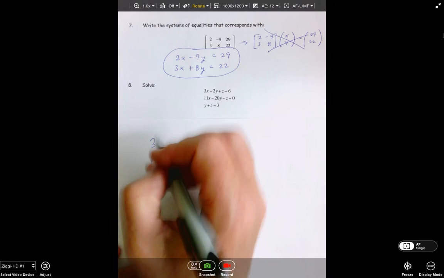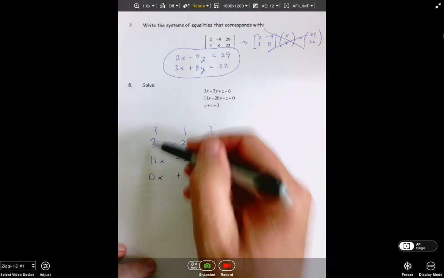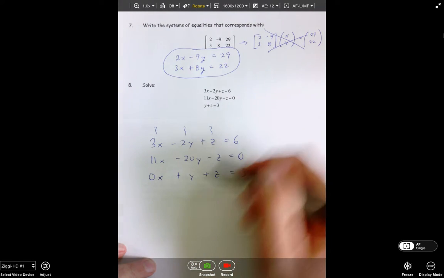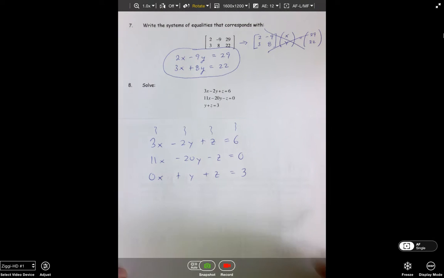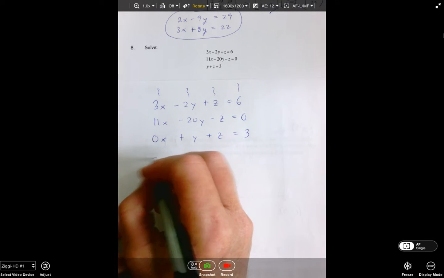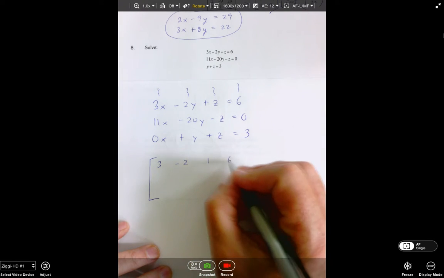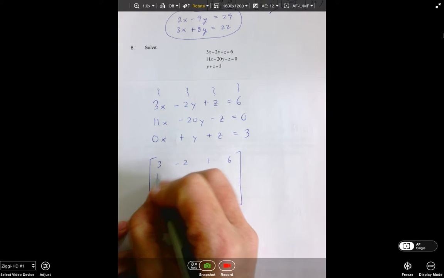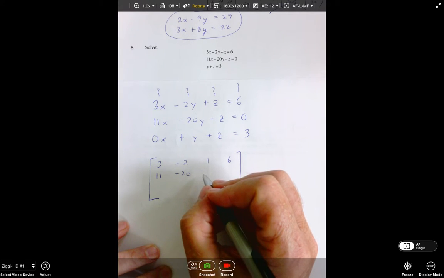The way these things work is, guys, we got to have our variables in columns, so all of our x's, all of our y's, all of our z's, and all of our constants to the right. Once we get this situation, we can put this in augmented matrix form. Is that minus 20? Yeah.